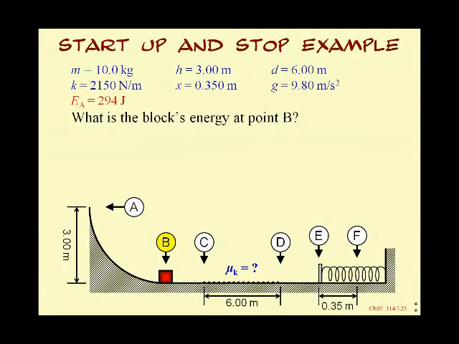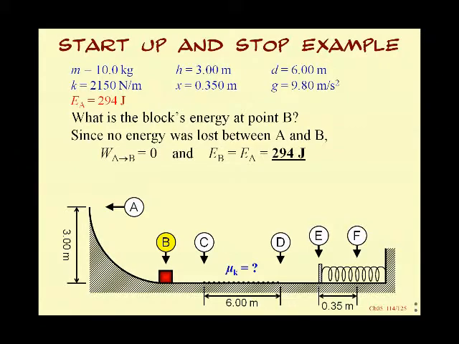Let's figure out what our block's energy is at point B. Well, it should be the same as it was at point A, so we'll just set it equal to A because we're not losing anything to friction yet. So it's just 294 joules.